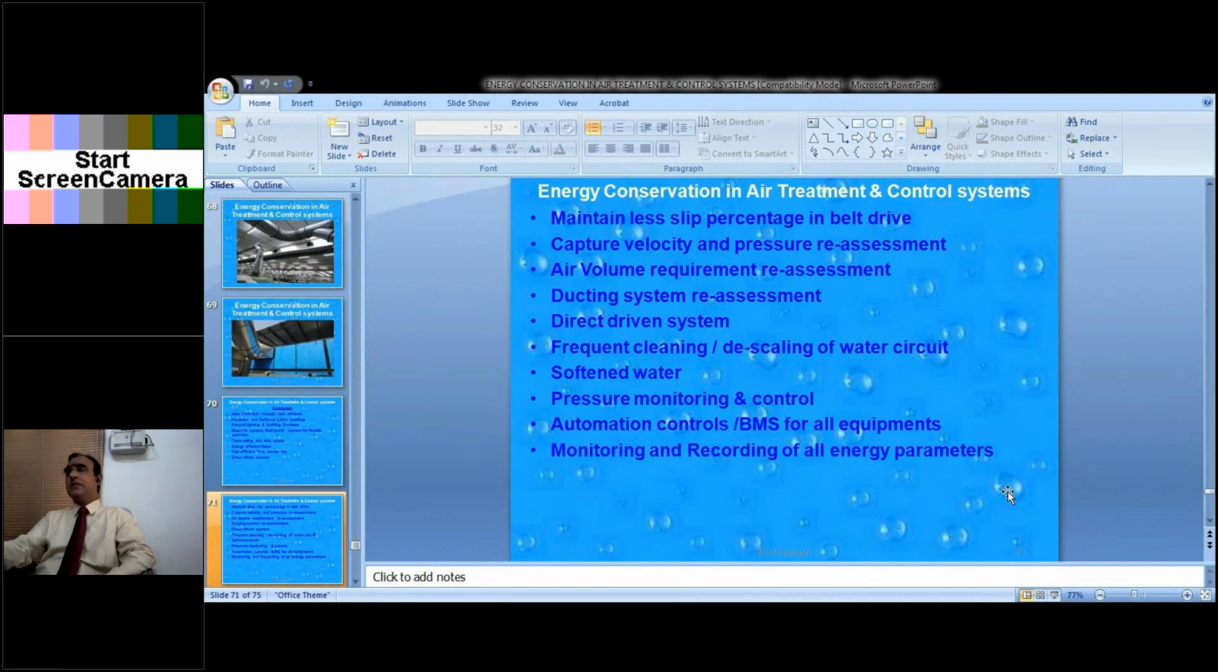And maintenance: one of the main things is frequent cleaning and descaling of the water circuit in air conditioning. Moreover, wherever possible they want to avoid the water circuit and put an air circuit, preferably soft water can be used. Then pressure, monitoring and control. Some other speaker is going to talk about IoT, thermal imaging and energy, and will focus more on those areas. So monitoring and control, automation control, and BMS for all equipment. Definitely this recording and monitoring is very important for energy saving. So this is what I want to mention.